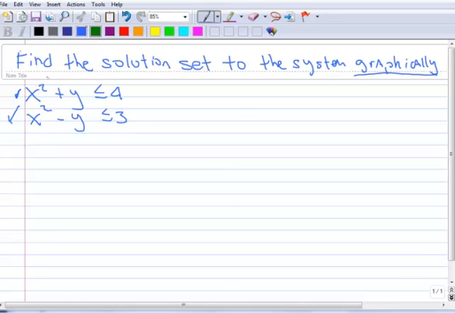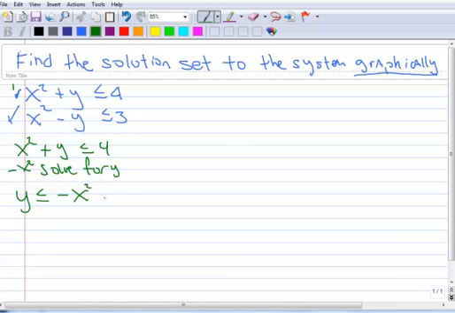So let me take the first equation. I'll call this equation number 1 here. So I have x squared plus y is less than or equal to 4. And we want to solve for y, because that's how we can graph it. So I'm going to solve for y by subtracting x squared from each side. So I have y is less than or equal to negative x squared plus 4. All right, so let's graph this one.